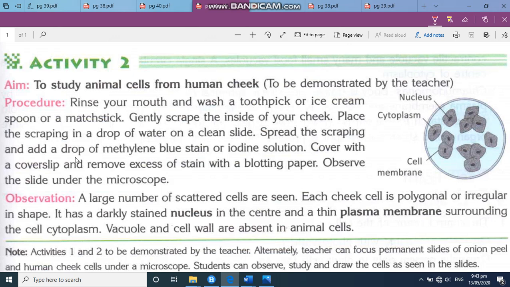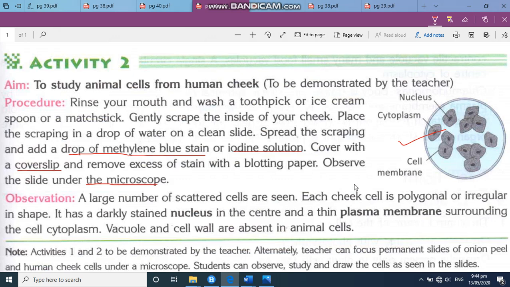Now spread it, and what type of dye are we going to use? That is methylene blue, or we are going to use iodine. So these are the names which you have to study. Then cover that with a cover slip, remove excess stain with blotting paper, and then see it under the microscope. So this is the diagram of your cheek cells. So what do you see? A number of scattered cells are seen.